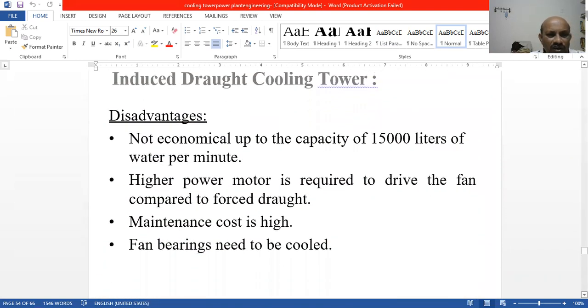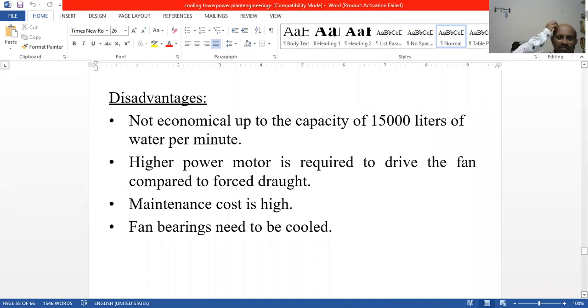Another, disadvantages will be there. What are the disadvantages? Whenever advantages are there, automatically disadvantages will be there. It is not economical up to the capacity of 15,000 liters. It's not economical at 15,000 liters, and more than this will be there. Higher power motors are required to drive the fan. Since there is no limitation of fan size, automatically it will be on the higher side, so higher power motors are required to operate that fan, to run that fan.